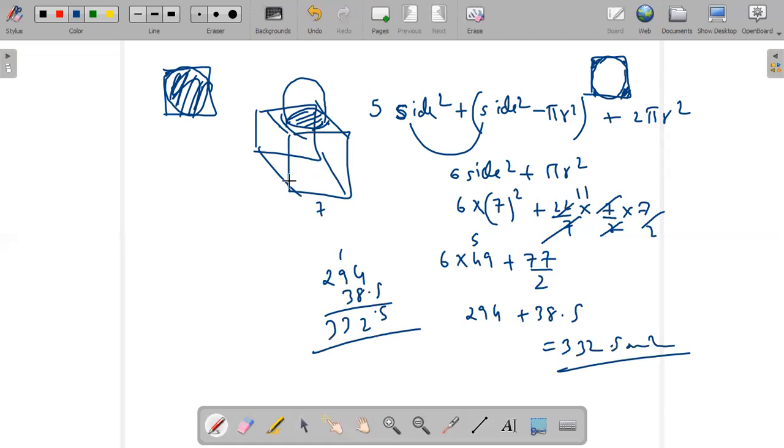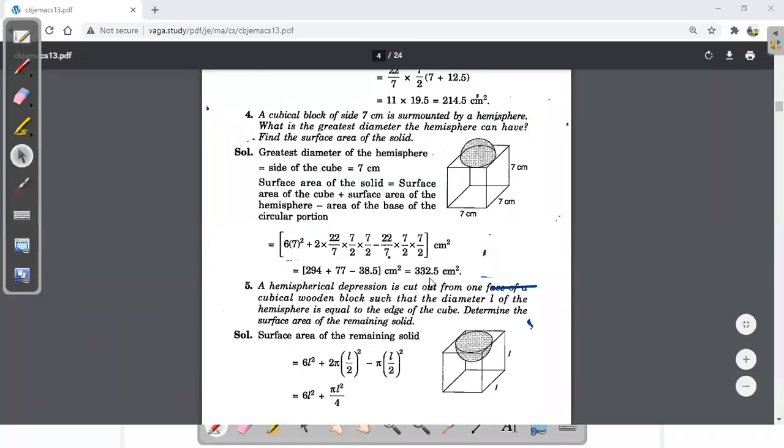If you understand, it's easy. The 5 sides were free. The 6th side, the circle is blocking the 6th side. So the required area, the corners, will be the side square minus pi r square, plus the hemispherical part, which you see here, is 2 pi r square. So when you add the like terms, 6 side square plus this and this, we get pi r square. Then it's after all a matter of calculation, and you get the required answer 332.5.